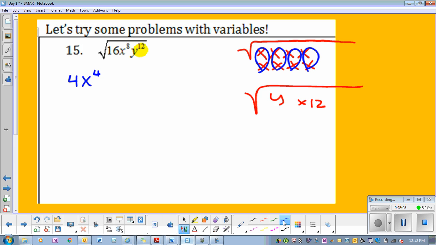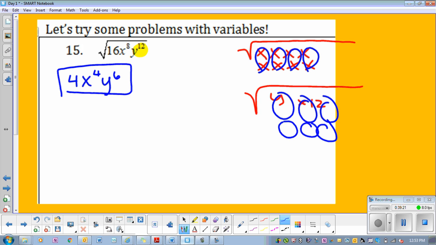So that means when you do your groups, you should have 6. Do you have any left over? No. So then this is your final answer. Okay?